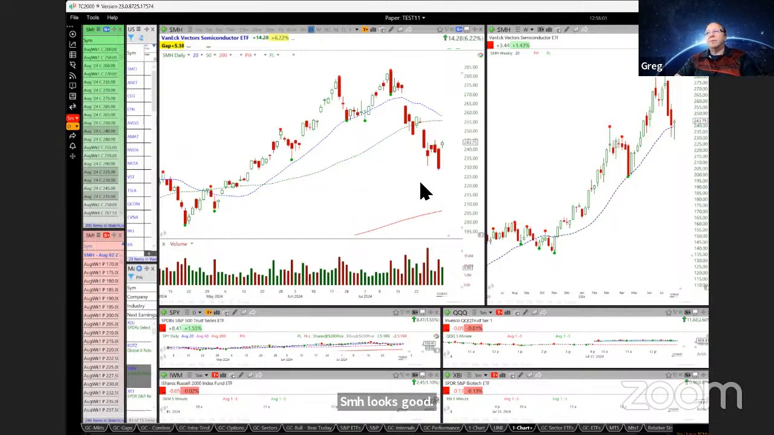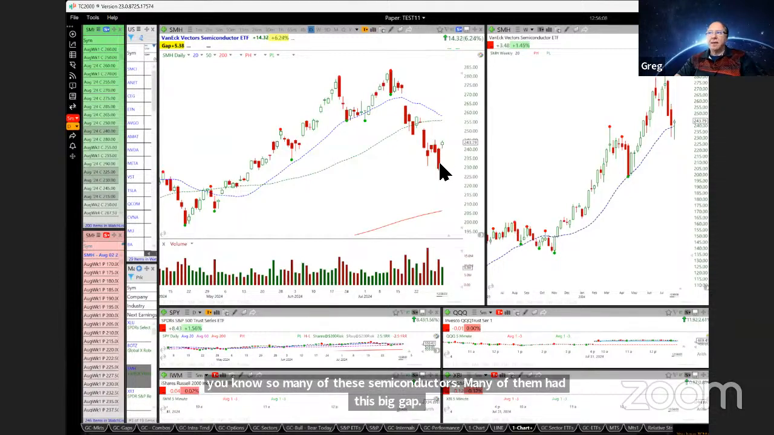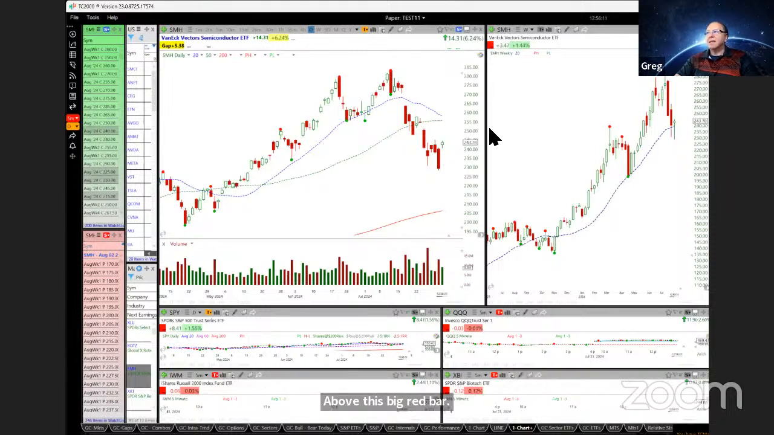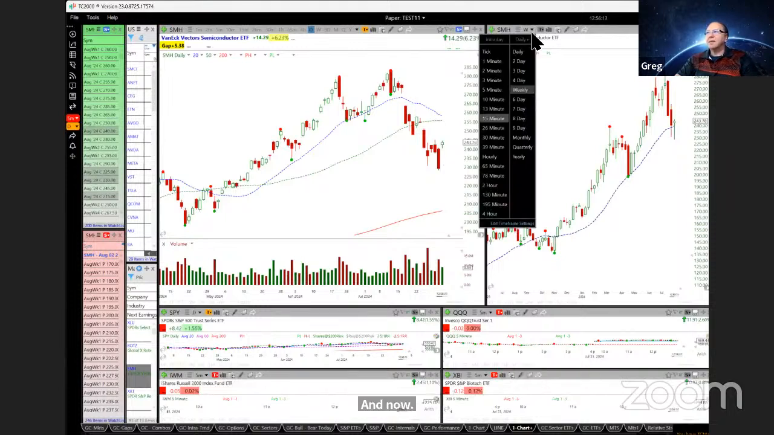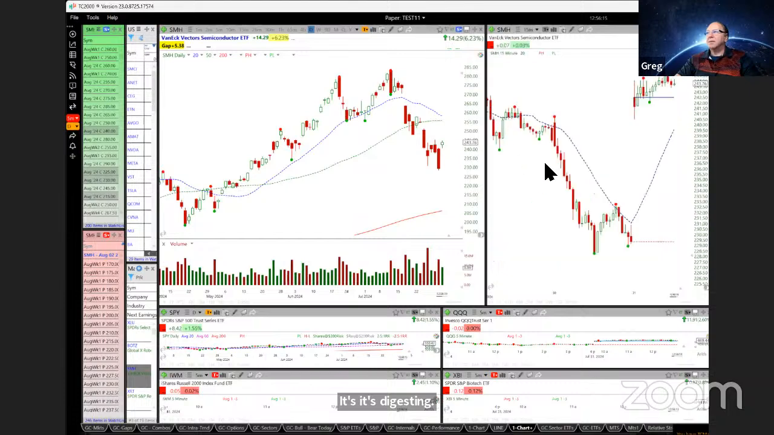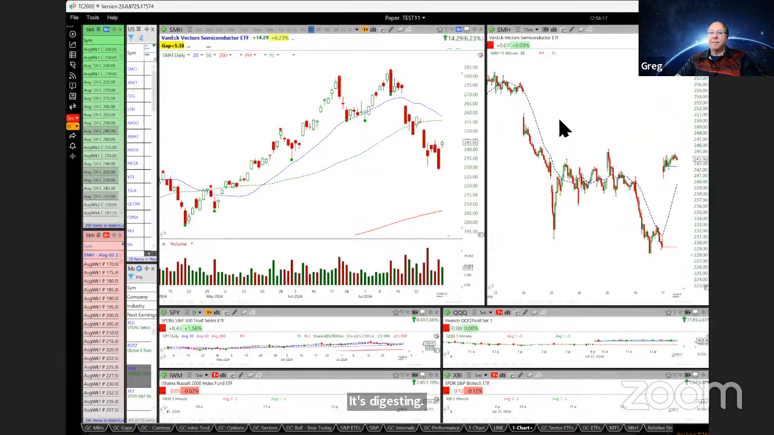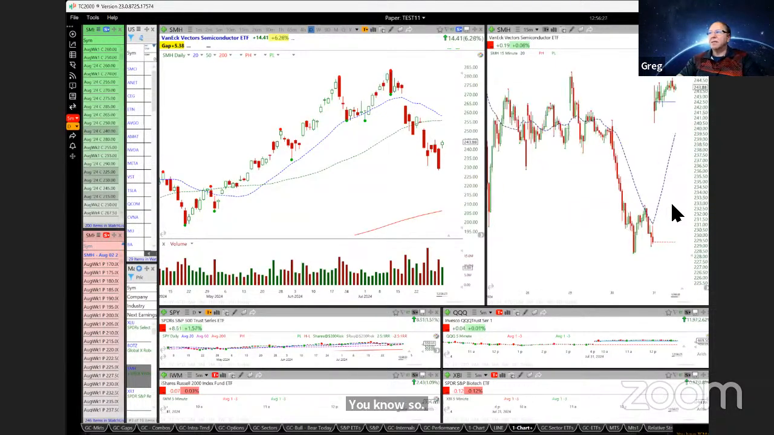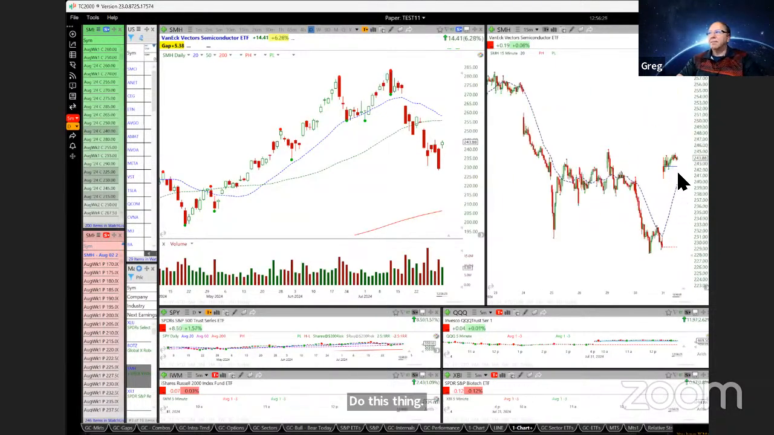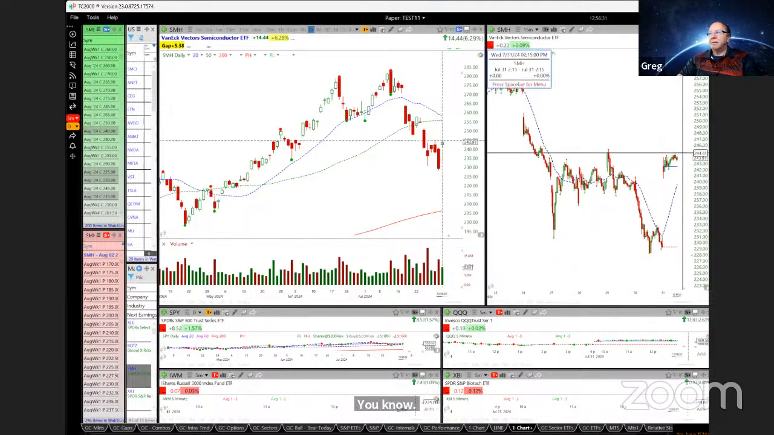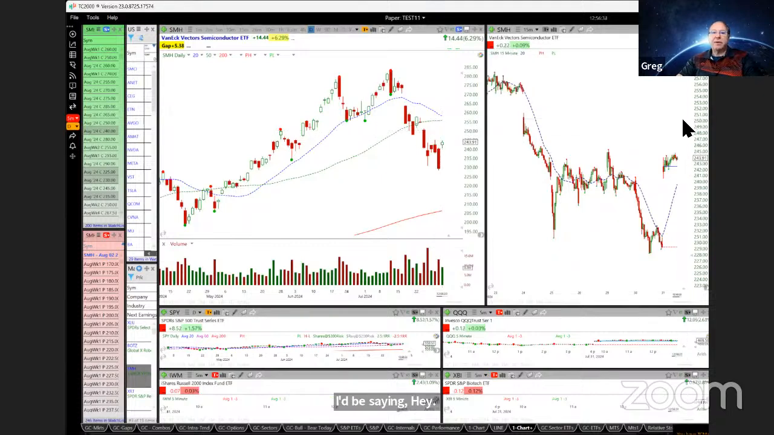Well, yeah, so many of these semiconductors had this big gap above this big red bar. And now it's digesting this congestion that's right there. And look, if there was no news coming out that could skew this thing, drive it down into this unfilled gap, I'd be saying, hey, above here, there's a void above and it should go up.